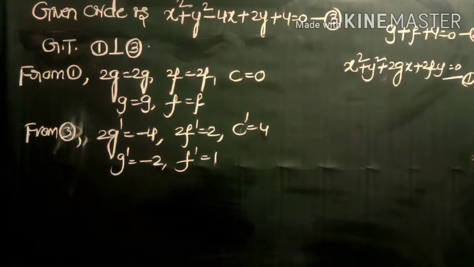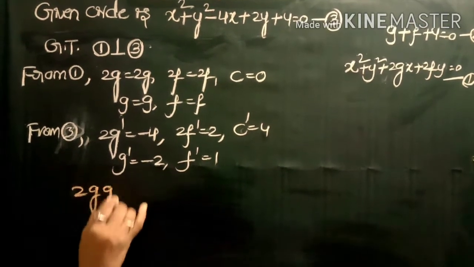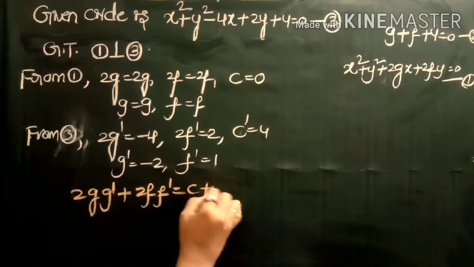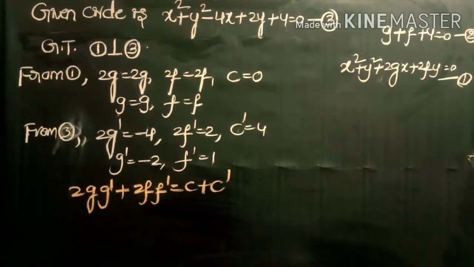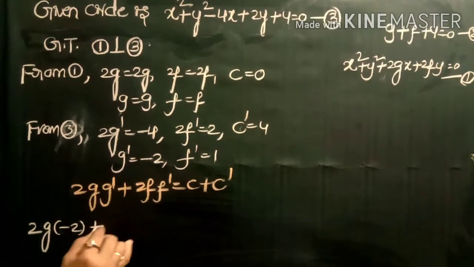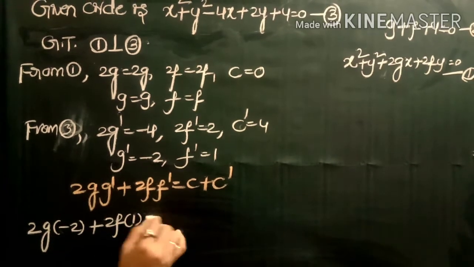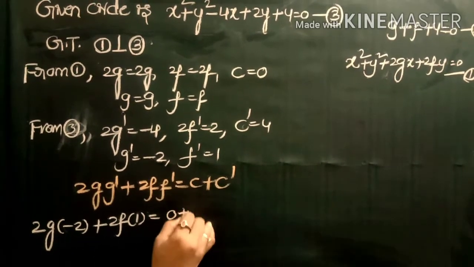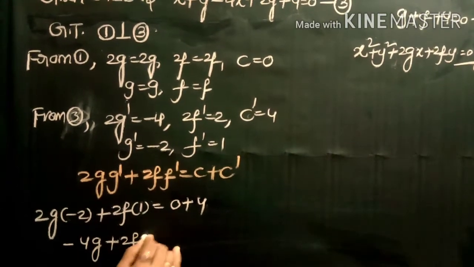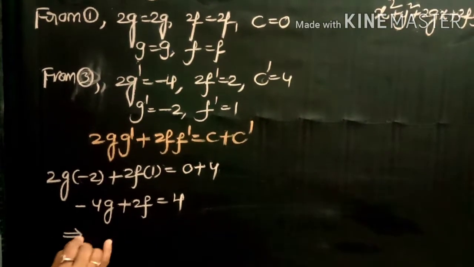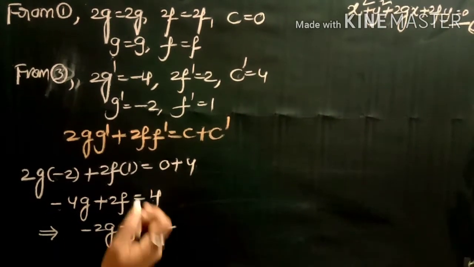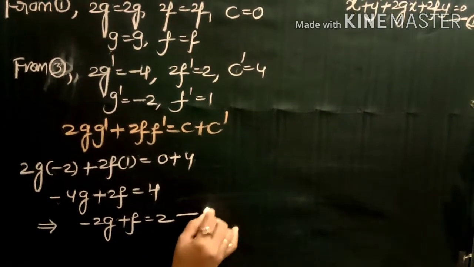Now applying the orthogonal condition, 2gg' plus 2ff' is equal to c plus c'. That is 2g into minus 2 plus 2f into 1 equals 0 plus 4, that is minus 4g plus 2f is equal to 4, which implies minus 2g plus f equals 2. This is taken as the fourth equation.